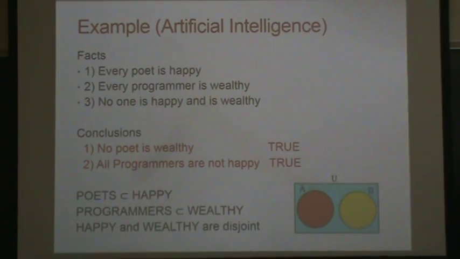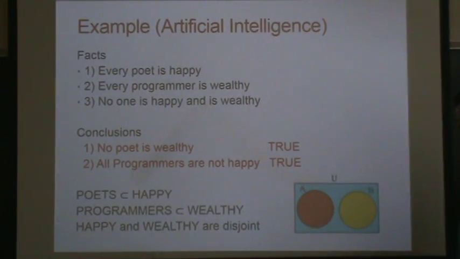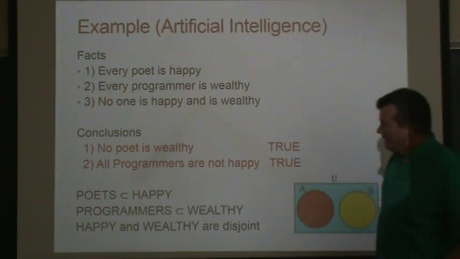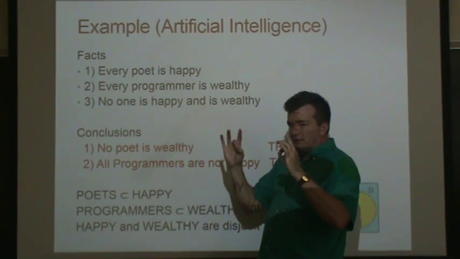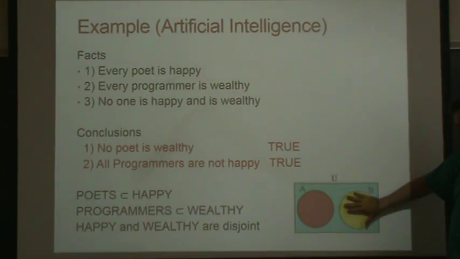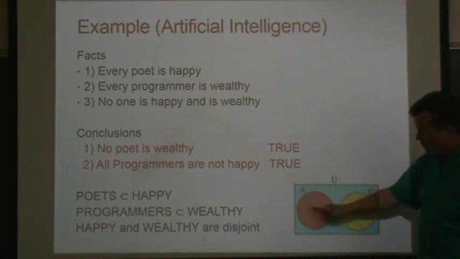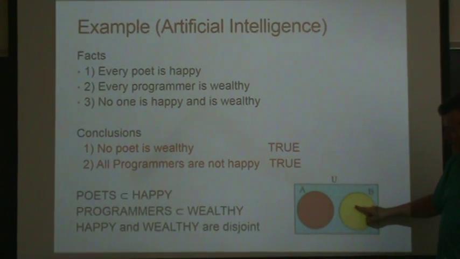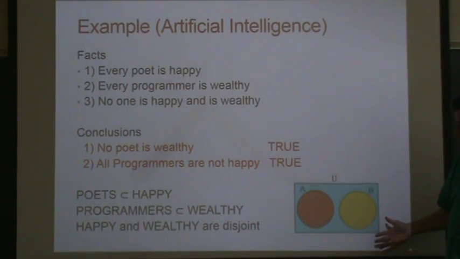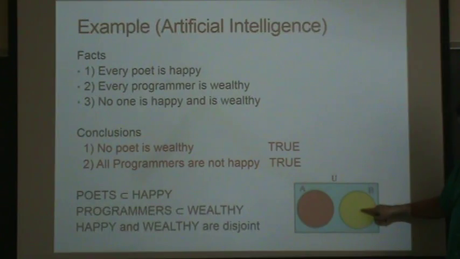You'd have to be doing this using set theory, and in this case, yeah, they would both end up being true. And the reason is we would have two sets, happy people and wealthy people. And this third set is saying those two sets are disjoint. No one is happy and wealthy. So you can have happy and you can have wealthy. And then poets are a subset of happy. So poets are inside of here. Programmers are inside of here. And they're disjoint. So then the question is, no poet is wealthy. So to be a poet and be wealthy, you'd have to be a poet which is in here, and you'd have to also be in here, and you can't.